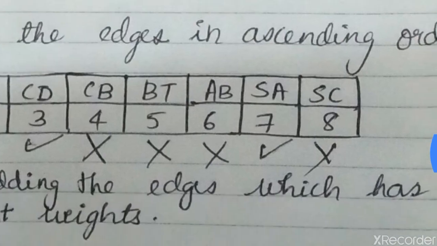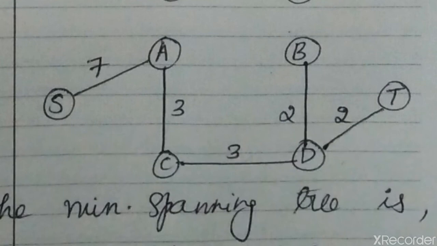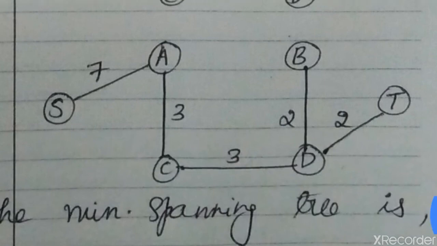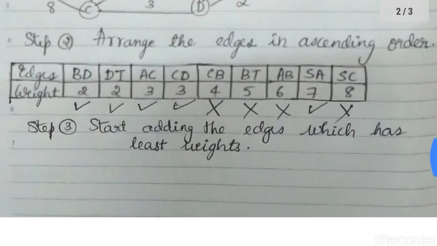Now the last remaining edge is SC. What happens if you add SC? Here if you add SC, again it forms a cycle. So you have to reject that particular edge. So all the edges are done.